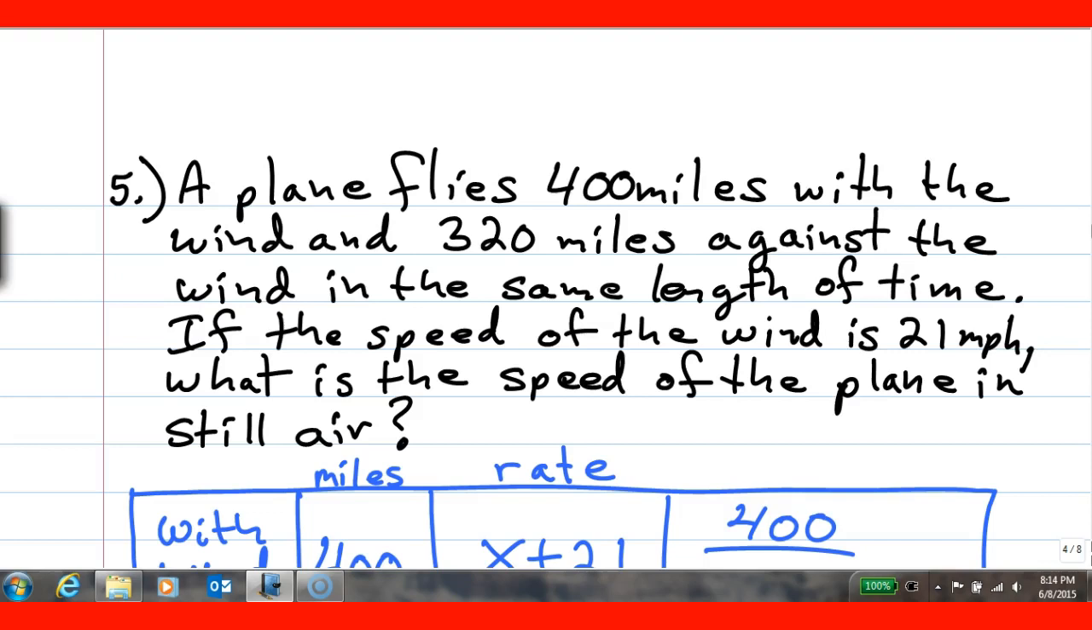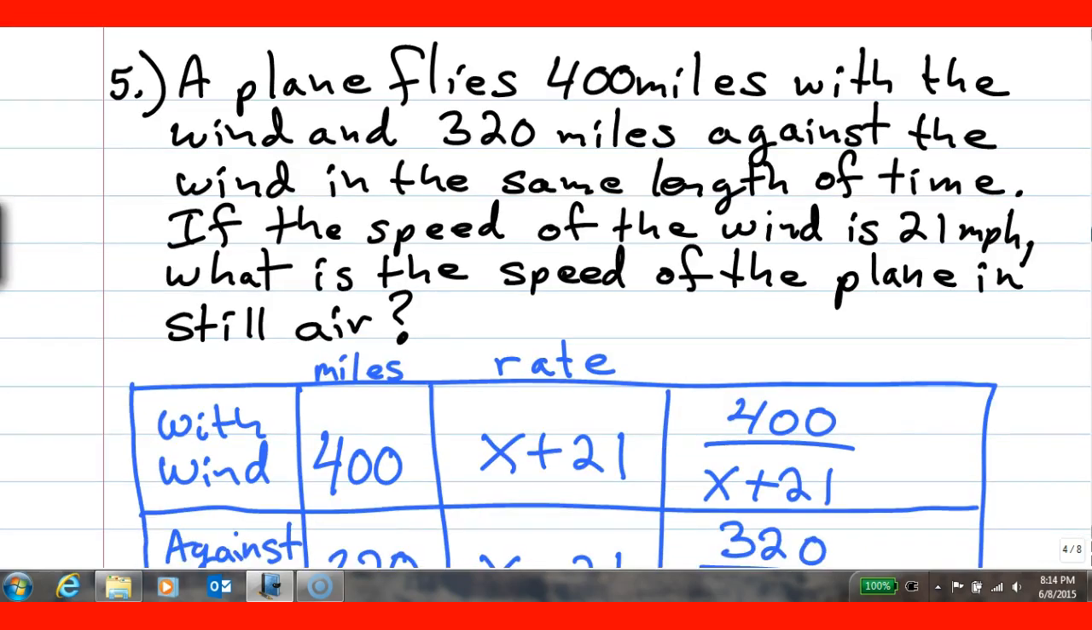Question number 5 has a plane that flies 400 miles with the wind and 320 miles against the wind in the same length of time. If the speed of the wind is 21 miles per hour, what is the speed of the plane in still air? So for this one, we're going to make a table and fill it in.